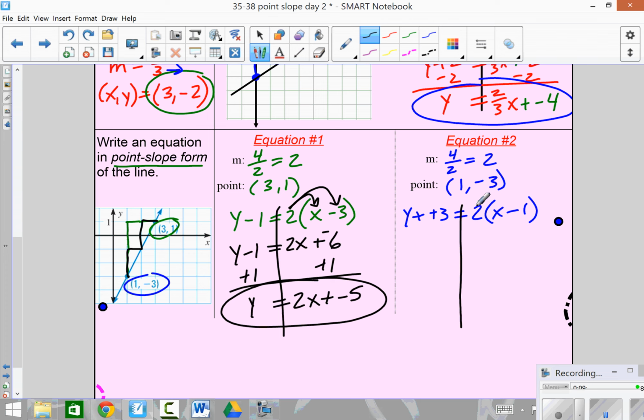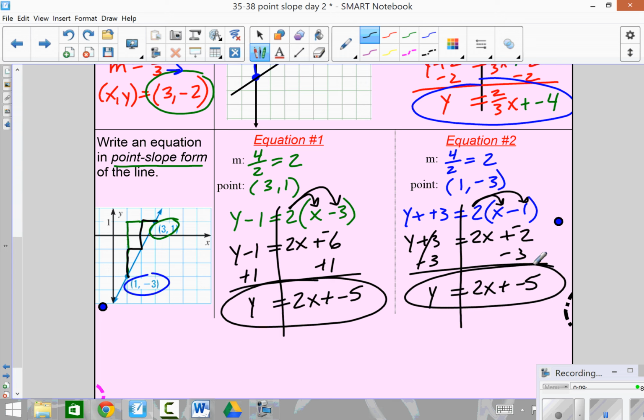Okay? This one. 2 times x is 2x. Minus 2 times 1 is 2. I have a y plus 3 over here. I'm going to subtract 3 from both sides. Y equals 2x, stop, chop, chop, negative 2, take away 3 is negative 5. So, again, both of these answers match. They should match because they come from the same line. So that's just a quick review on point slope form.